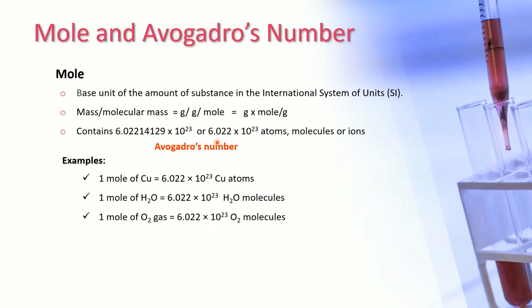The value 6.022 times 10 to the power of 23 is what we call the Avogadro's number. For example, 1 mole of copper contains 6.022 times 10 to the power of 23 copper atoms. 1 mole of water contains 6.022 times 10 to the power of 23 water molecules, and 1 mole of oxygen gas contains 6.022 times 10 to the power of 23 oxygen molecules.